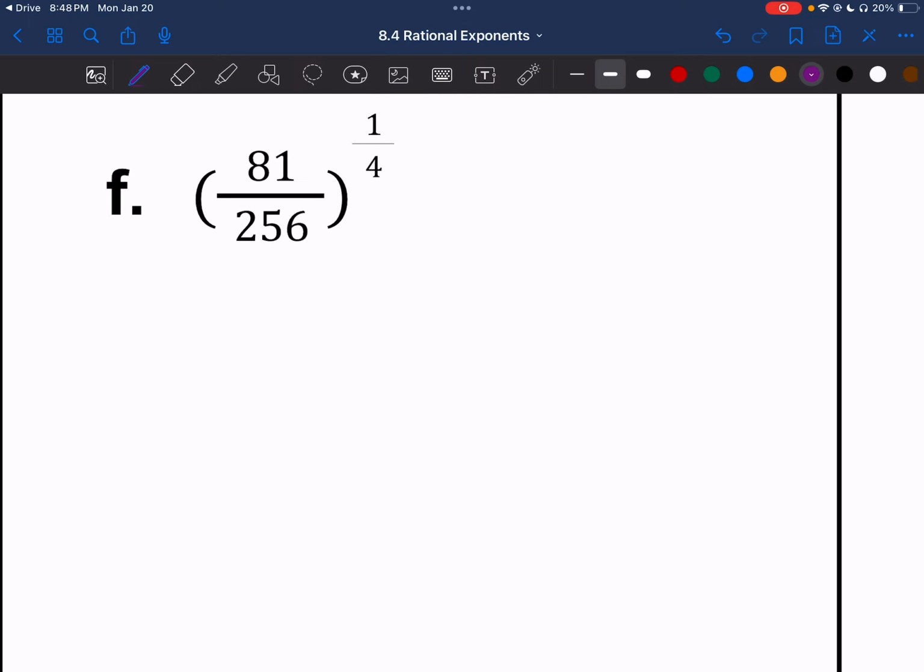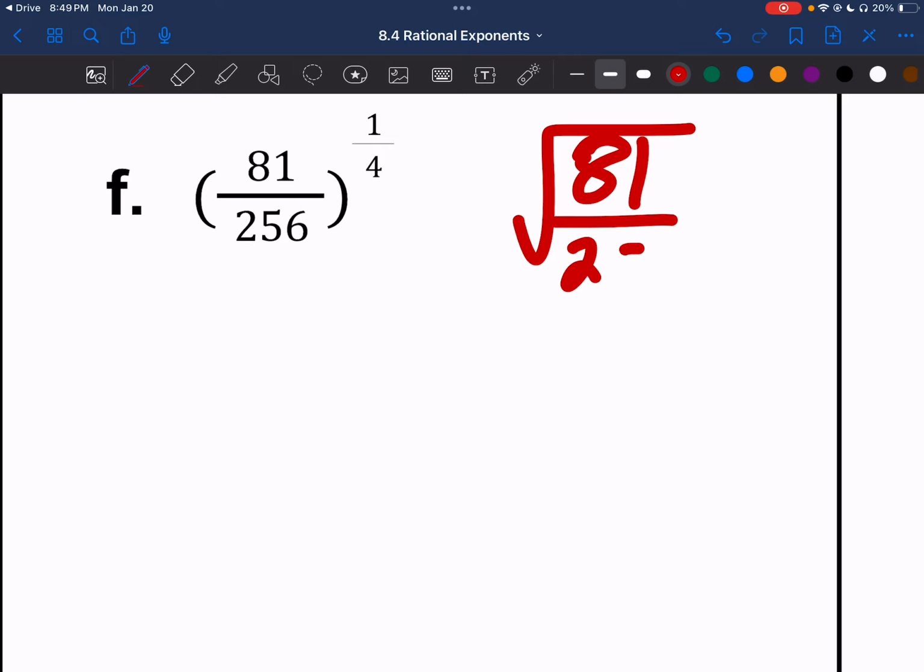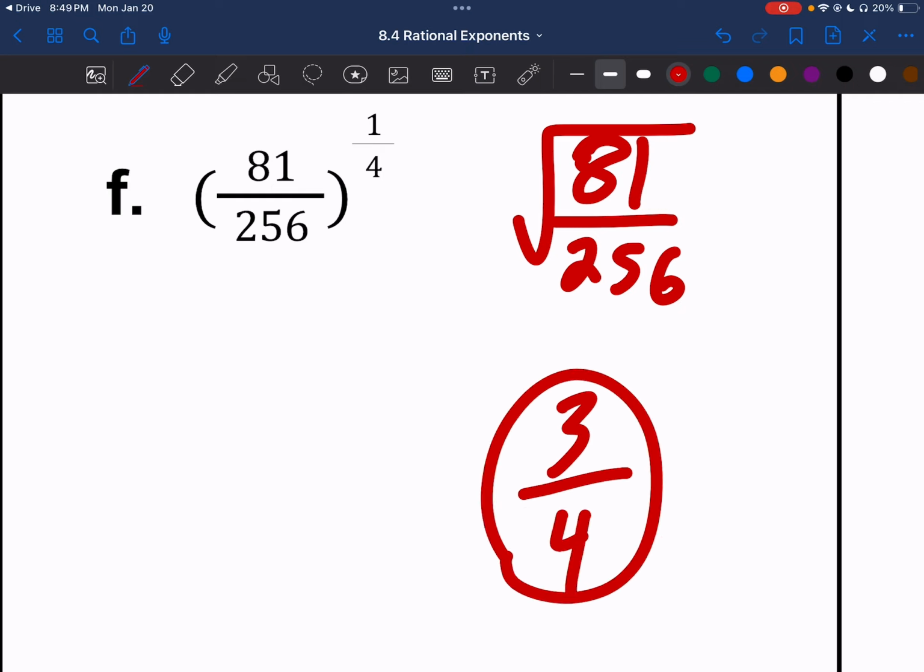All right, letter F, we have 81 over 256. We've just worked with a couple of these numbers, so we rewrite it. It is the fourth root of 81 over 256. And when we break that down, you get 3 over 4. And I'm not showing the work because we just worked with each of those numbers individually on a previous question. And that's the identical question. Never did change that. Oh well.